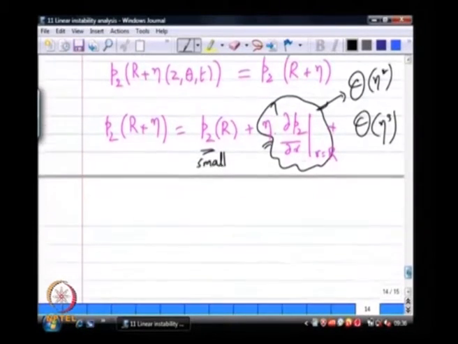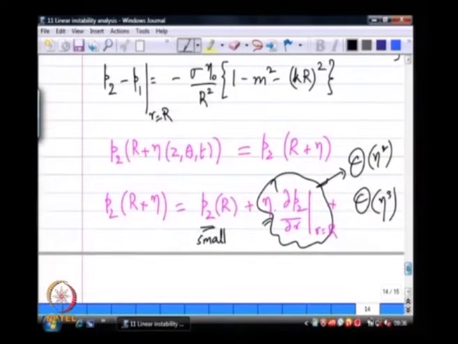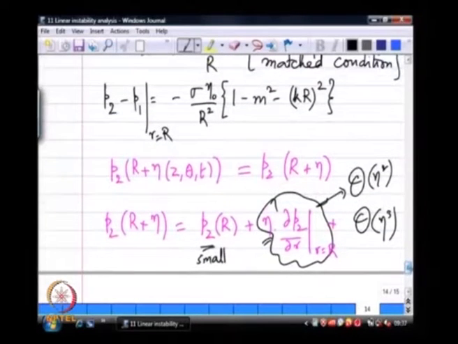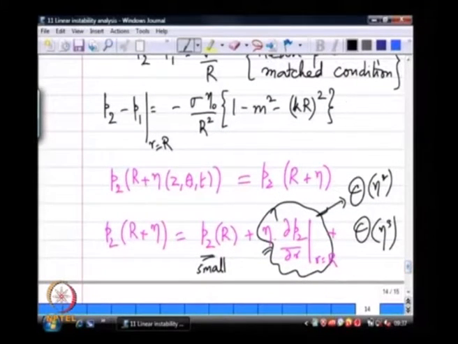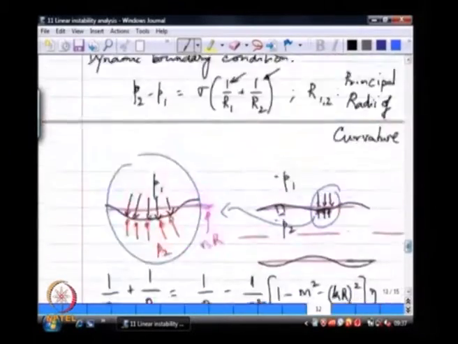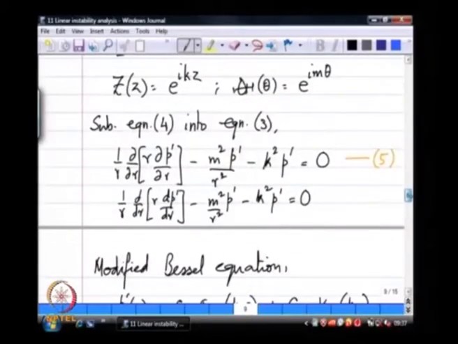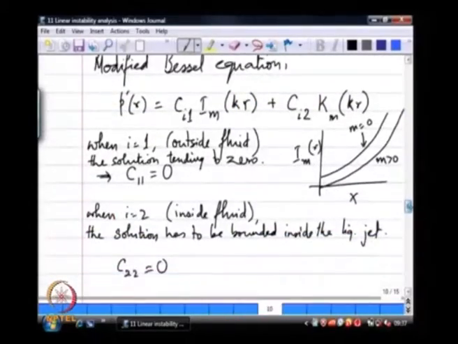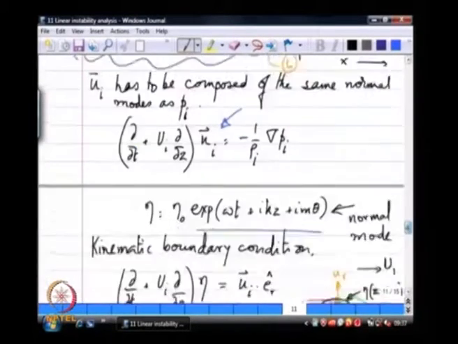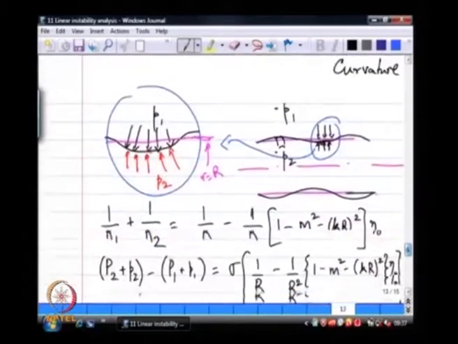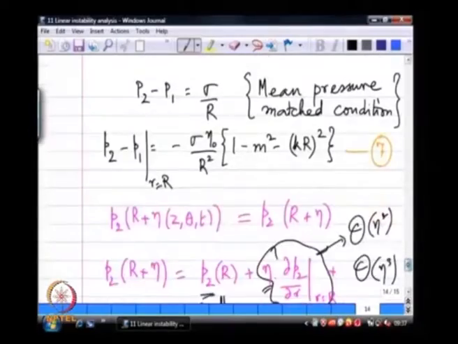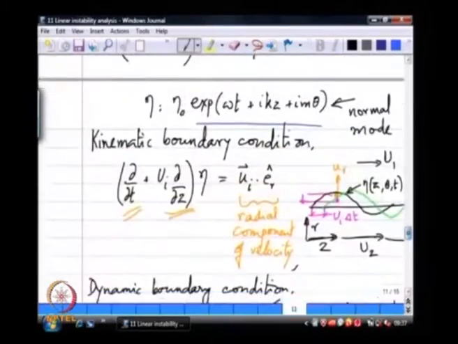I do not want to go into the details of it, we will probably take that up as a homework problem later on, but we now have this pressure matched condition. We will call this equation 6. This is 7, or rather I want to make this 7.